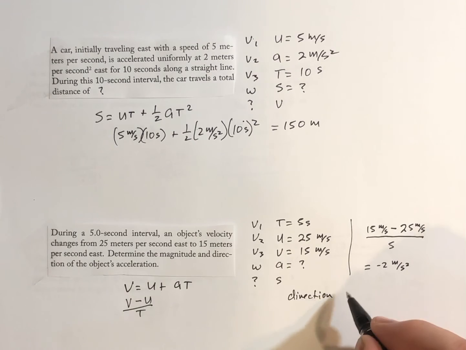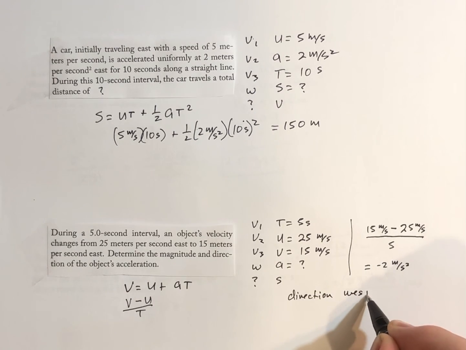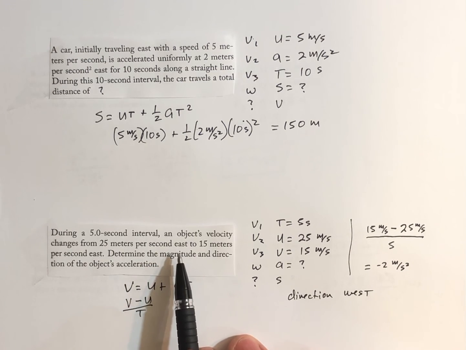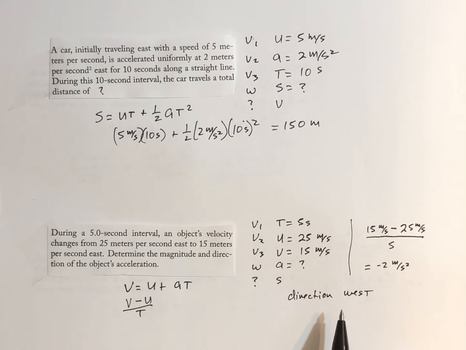So the first thing I can say is that the direction, because I have that negative sign, is west, for a couple of reasons. First of all, because it's the opposite of the direction it was going, but also we tend to use east as being positive and west as being negative. And then the other thing, the magnitude, is just 2 meters per second squared, right? Because that doesn't pay attention to direction. So there's your answer.